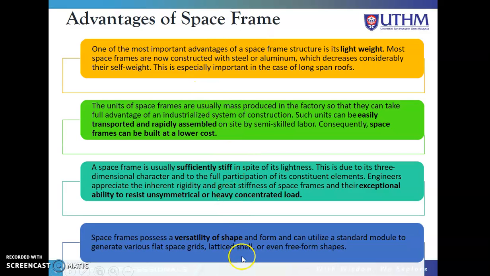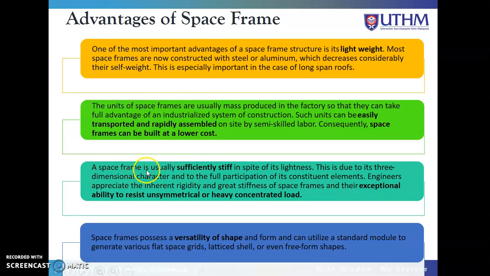Okay, you guys can read here, but the point is, first of all, of course, the space frame is lightweight. So most of the advantage of the space frame is it's lightweight. Okay, and the second, such units can be easily transported and rapidly assembled on site by semi-skilled labor. Consequently, space frame can be built at a lower cost. Okay, maksudnya dia mudah untuk dipindahkan, dicantumkan, disambungkan dekat on-site, dan juga ini akan menyebabkan cost to build it is lower.